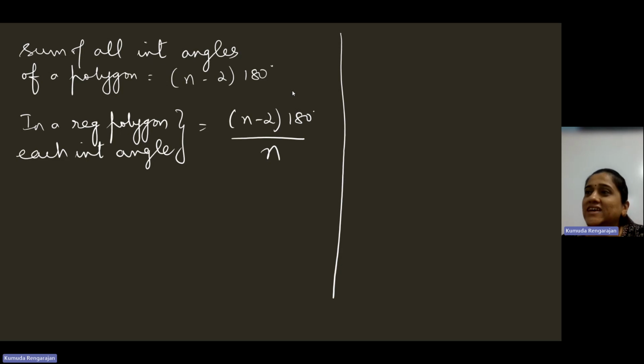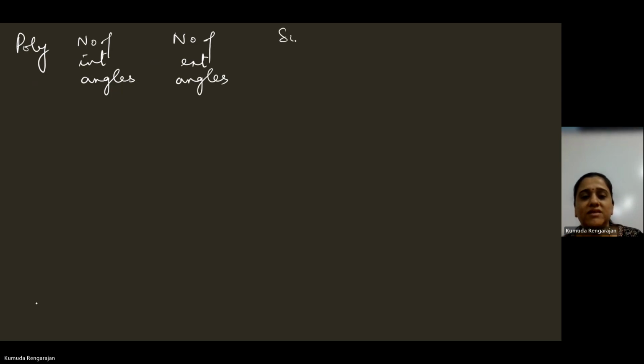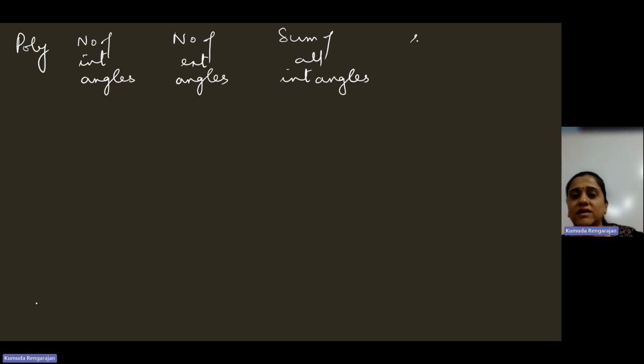360. And what will be the sum of all the exterior angles? No, 1 minute. We'll just tabulate it. Polygon, sum of all interior angles, or let me make it like this. Polygon, number of interior angles, number of exterior angles, sum of all interior angles, sum of all exterior angles.